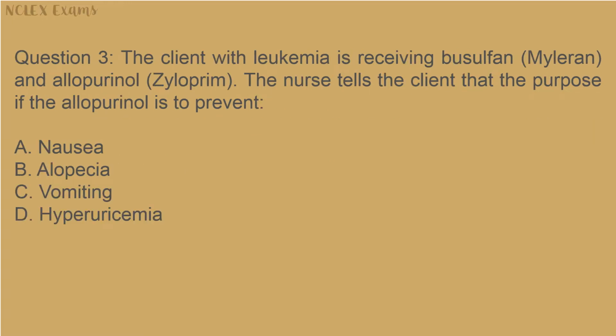Question 3. The client with leukemia is receiving busulfan (Myleran) and allopurinol (Zyloprim). The nurse tells the client that the purpose of the allopurinol is to prevent: A. Nausea. B. Alopecia. C. Vomiting. D. Hyperuricemia.